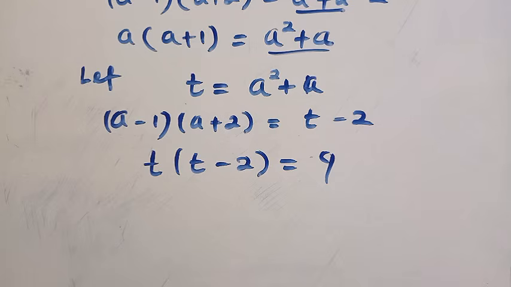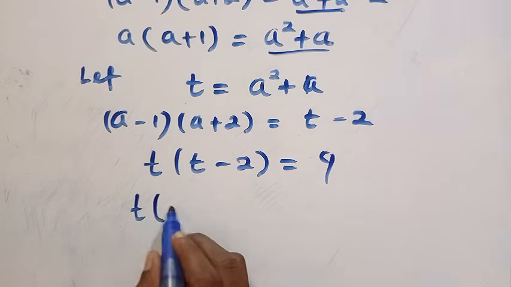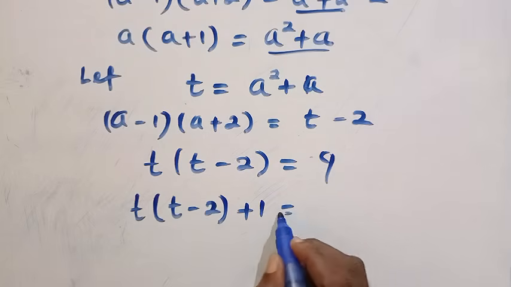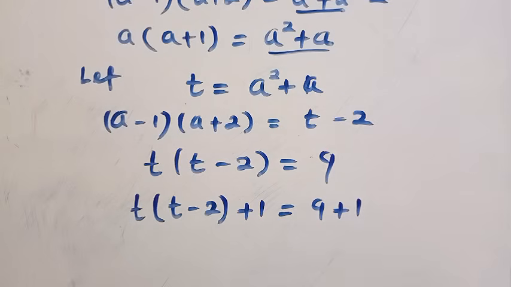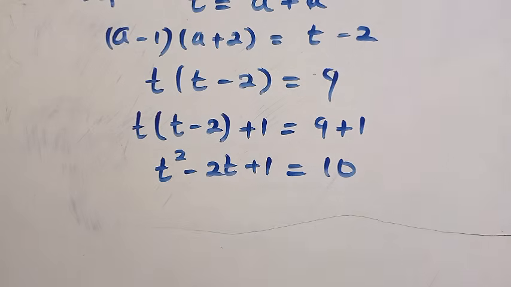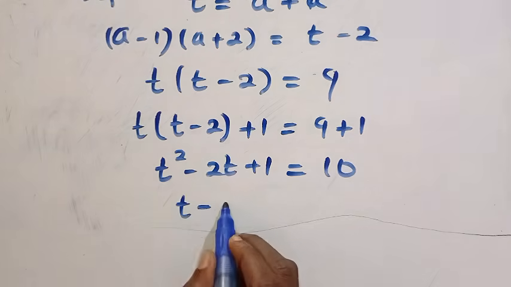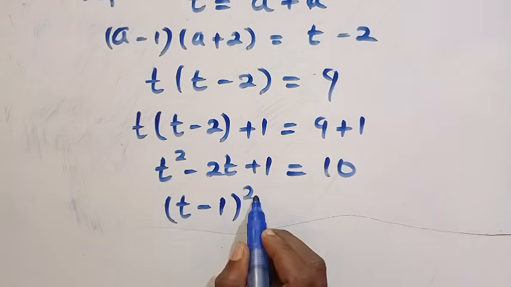But there's still another hidden trick here. Suppose I add 1 to both sides. We have t bracket t minus 2, plus 1, equals 9 plus 1. If I expand this, we have t squared minus 2t plus 1 equals 10. Then t squared minus 2t plus 1 is t minus 1 all squared.